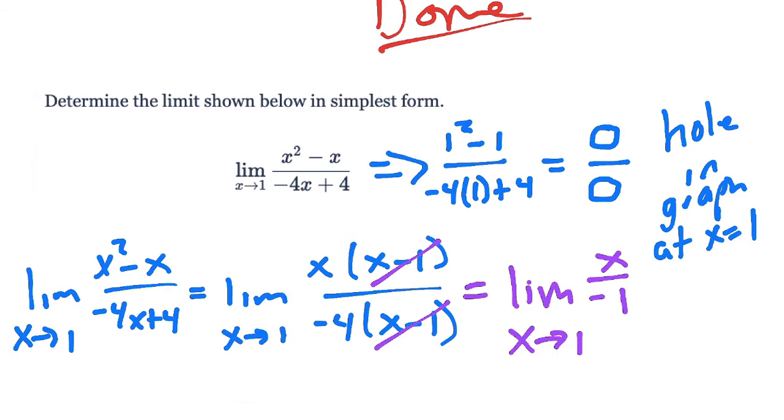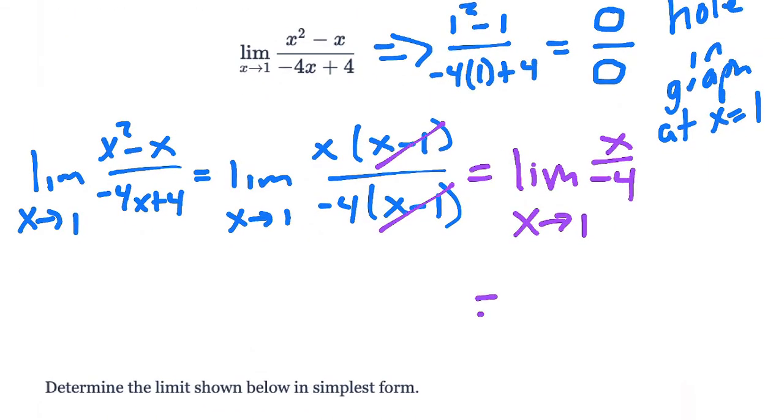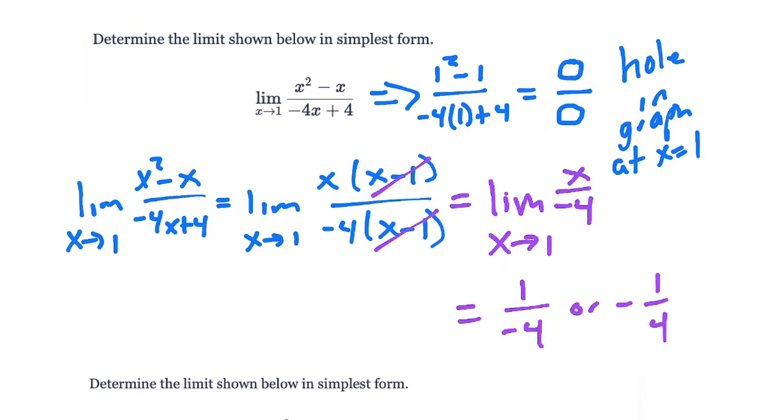Which means this is really just the limit as x goes towards 1 of x divided by negative 4. Sorry, my handwriting got bad there. Well, now we can just do direct substitution again. If we do direct substitution on this, we get 1 divided by negative 4, or negative 1/4, and then it's done. So when we got that 0 over 0, we had to do a little bit of factoring.